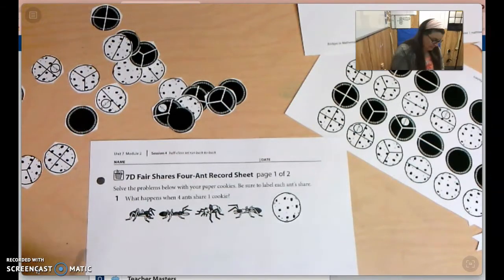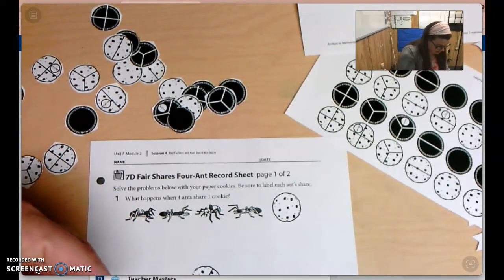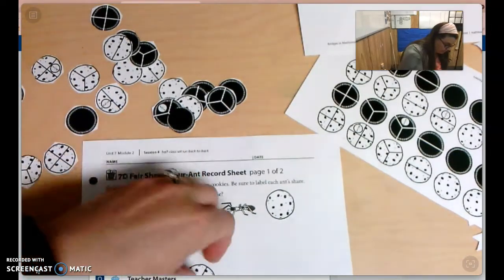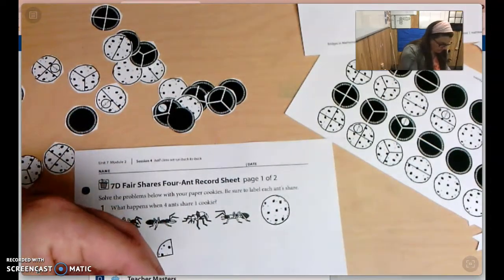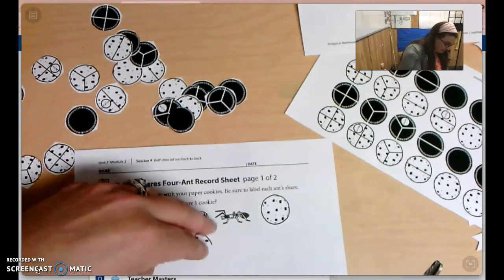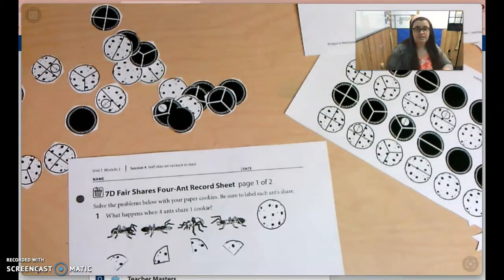So I'm going to trim it up. That's just who I am as a human. And I'm going to cut it out. And then I'm going to give each ant one little piece of cookie. When I get to the place that I'm pretty happy that each ant has a fair share, I'm going to glue it down. I'm also going to glue down this cookie here just to show what I started with.